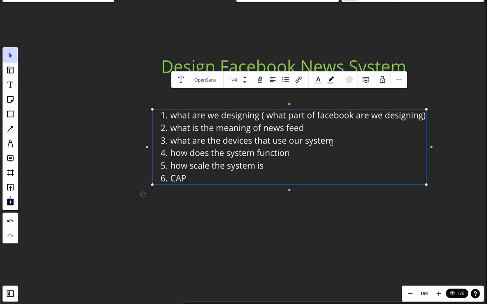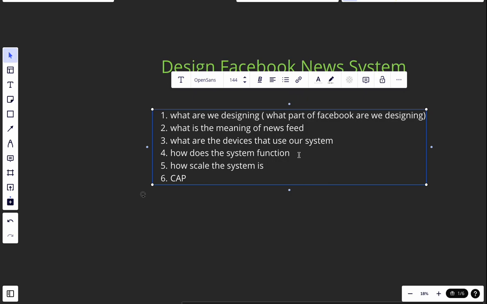So we said that, okay, what are the devices that use our system? In this one, we said that we use mobile and desktop. It's built for both. The upcoming two questions are pretty tricky because they are not one question. You have to ask more than one question to understand how the system functions.